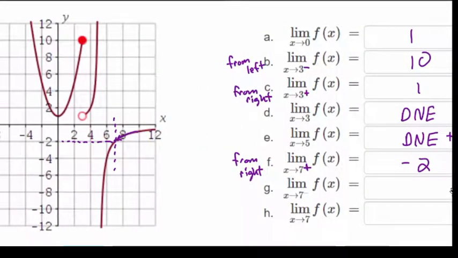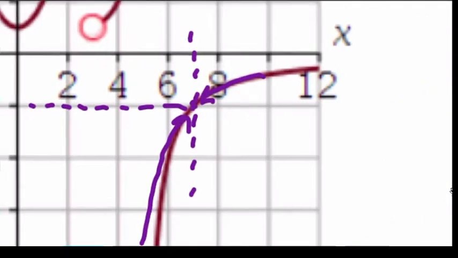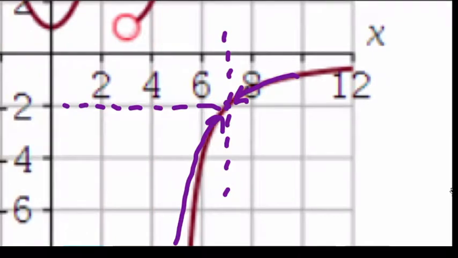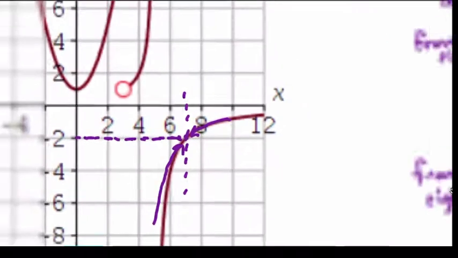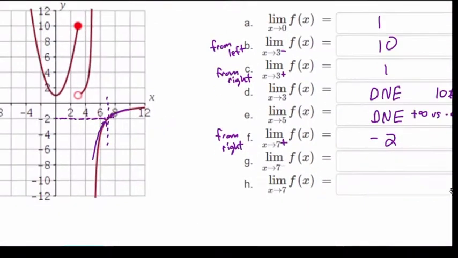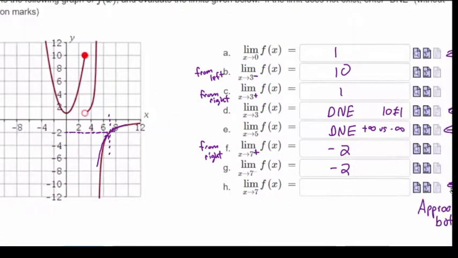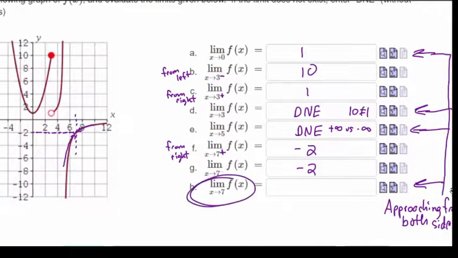Let's approach from the left. So coming in from the left, once again, I'm getting really, really close to x approaching 7, and my y value is approaching -2. So let's pop that in there. And we are approaching the same value from the left and the right. So when we approach from both directions, where there's no direction indicated, that limit is also going to be -2.